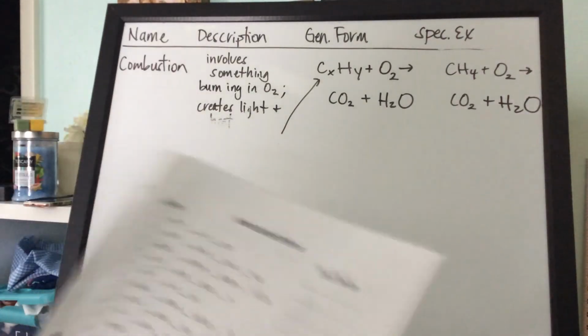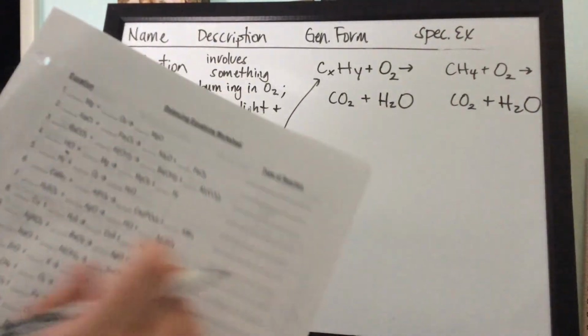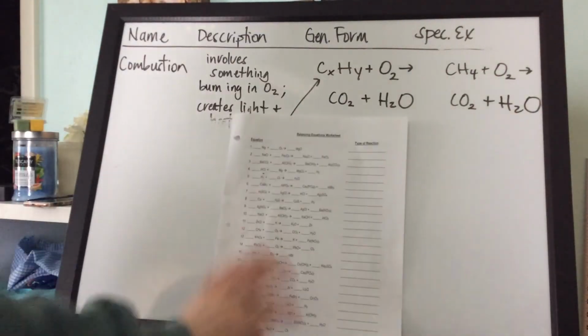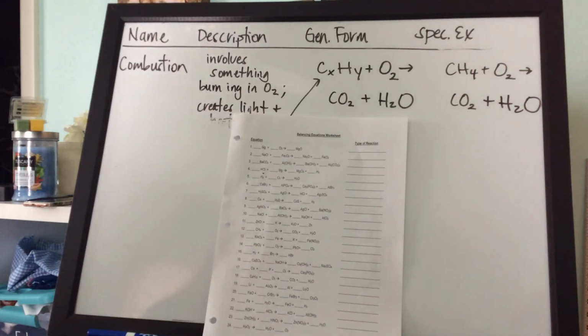So my recommendation is that you take a couple minutes. Don't worry about the blanks over here. Just run down this side and label them as either S, D, SR, DR, or combustion so that you can practice classifying your types of reactions.